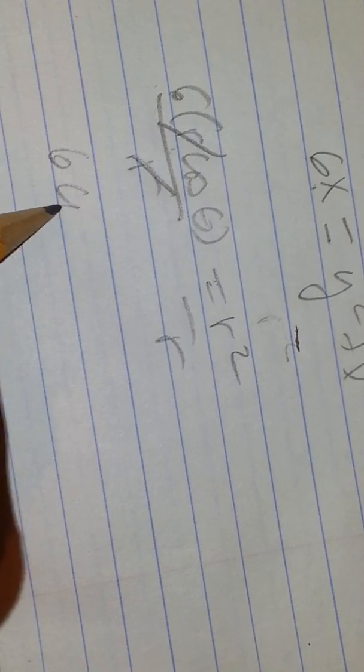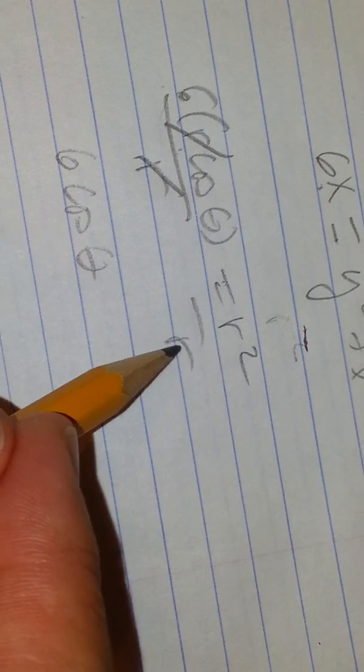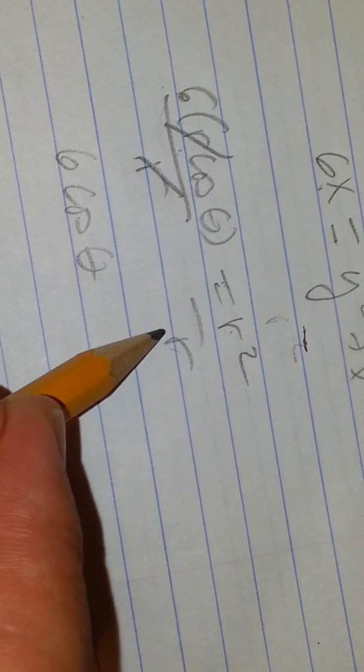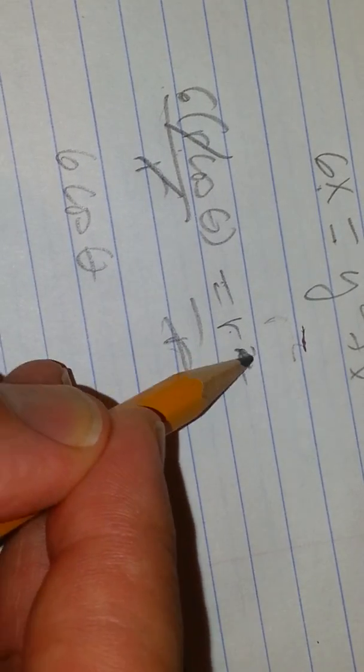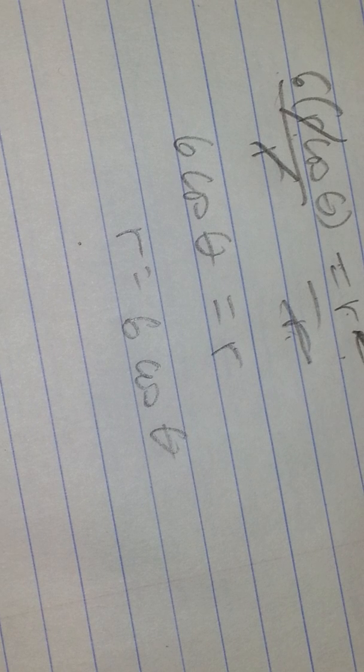This r cancels out, I've got 6 cosine theta, and this r squared over r, one r is going to cancel out, and there's just going to be one r up top now. We had r times r over r equals r. So the radius equals 6 cosine theta. There's an example of converting from rectangular to polar, and it gets pretty tricky. We kind of have to go over completing the square.